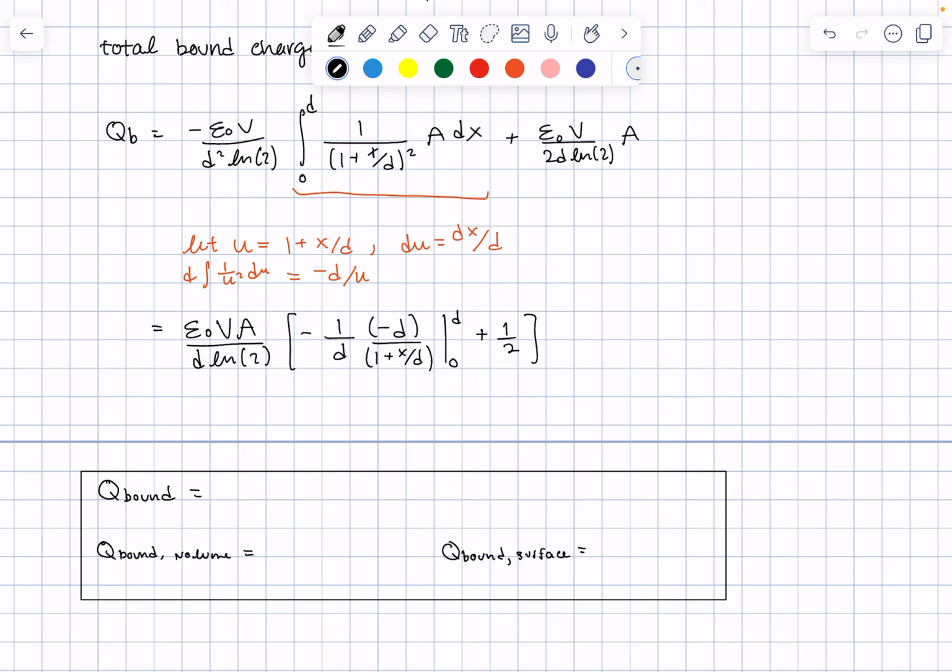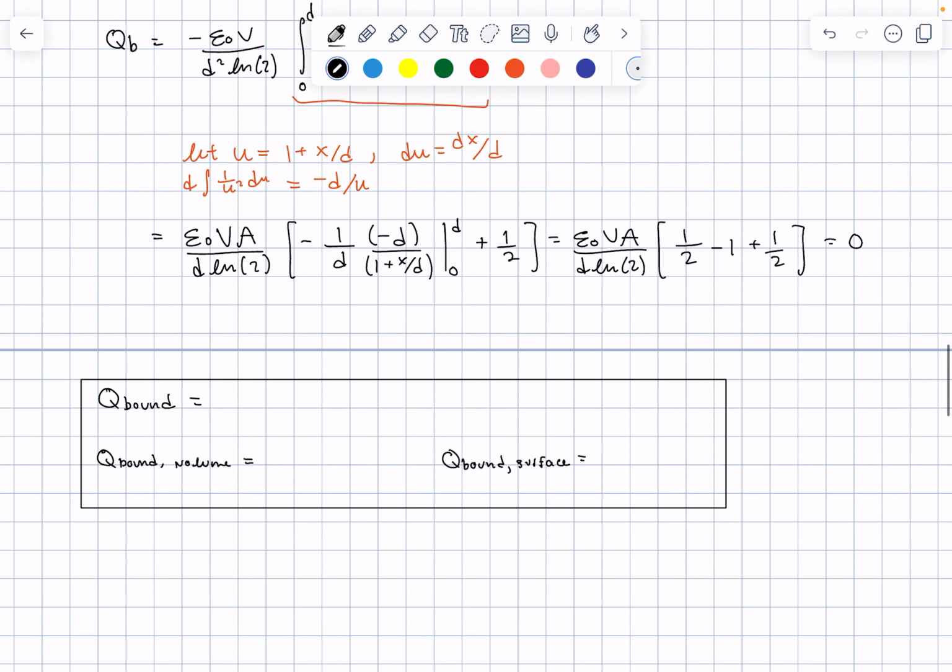So that will be equal to epsilon naught v a over d ln 2. And then you can see that it'll just be 1/2 minus 1 plus 1/2, which would give us 1 minus 1, which equals 0. So we've verified that our bound charge is equal to 0.